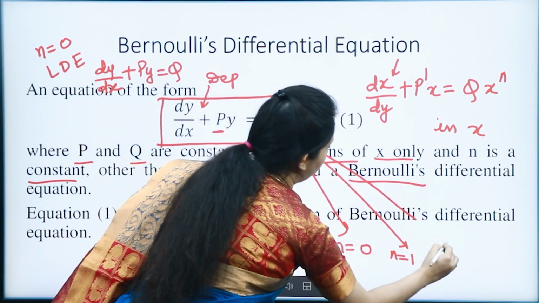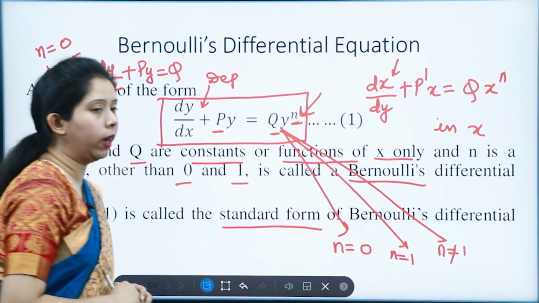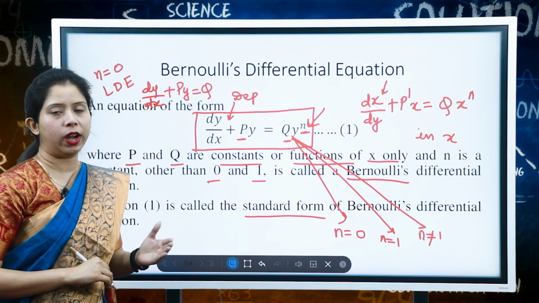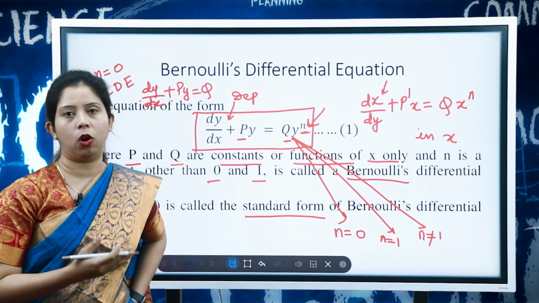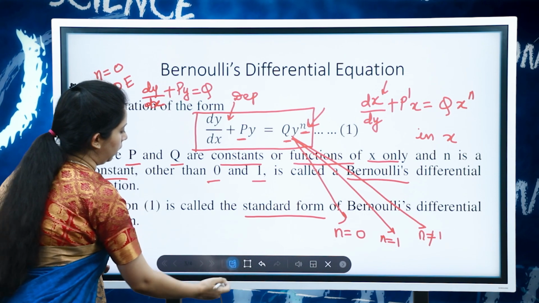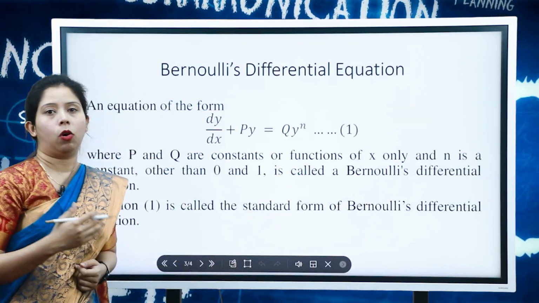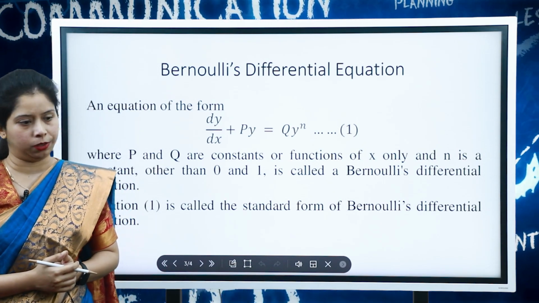Now, our concentration is when n is not equal to 1. When n is not equal to 1, it becomes an equation that can be reduced to linear form and is called Bernoulli differential equation. So, let us start with the working rule or the method that is used to solve Bernoulli differential equation.